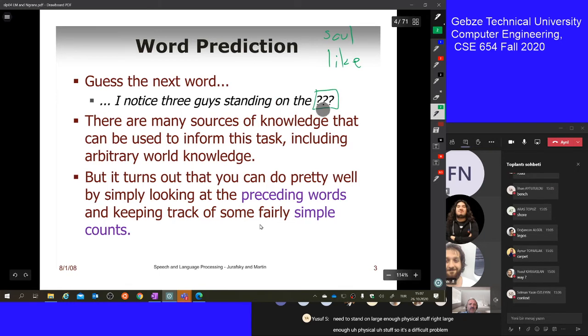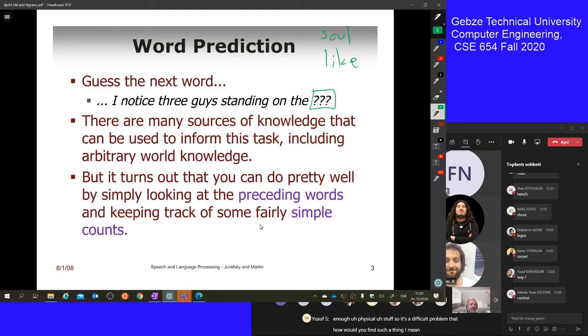How would you find such a thing? You need to know morphological analysis. You need to know the syntax of the language. You need to know about the common sense knowledge, real world knowledge. What is standable, what is not standable. What would take my weight, what would not take my weight. I don't think that you're gonna say I noticed 3 guys standing on a glass of water. Okay, no, it won't. It will not work.